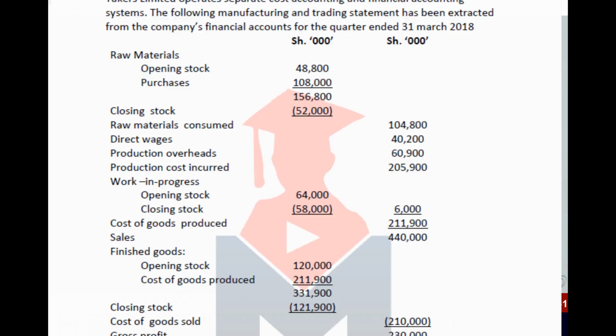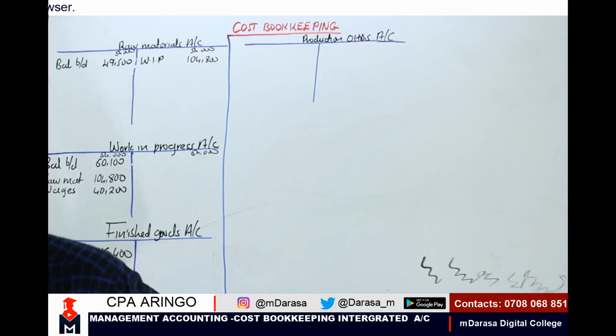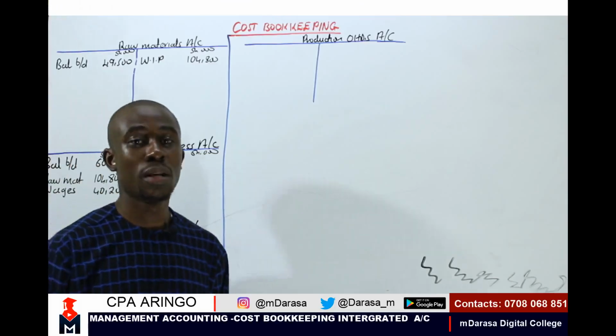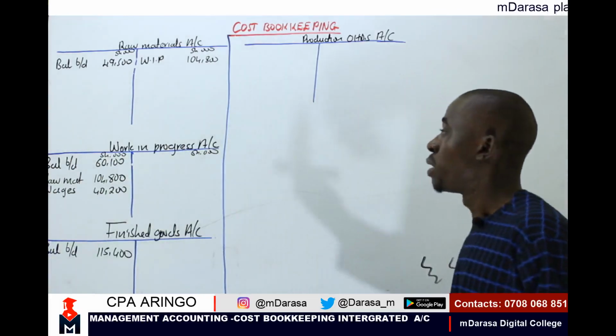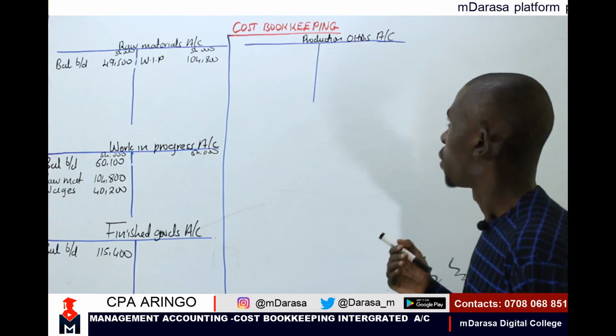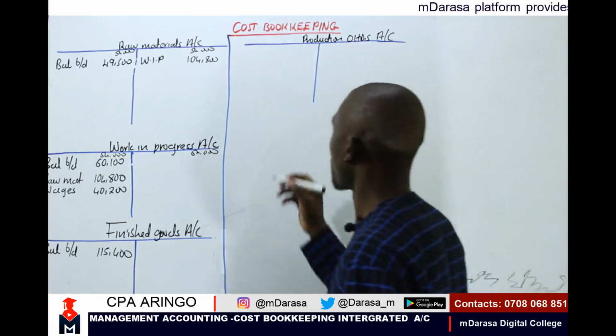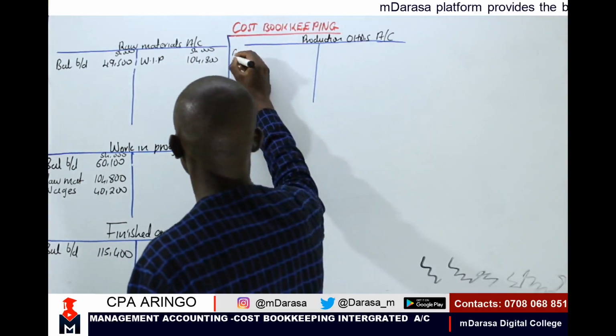Production overheads. So after direct wages, I'm having production overheads. My good students, for production overheads, the accounts to be affected, I'll be having the general ledger. So I'm going to credit our general ledger and debit our production overheads. So I'll be having my general ledger here.